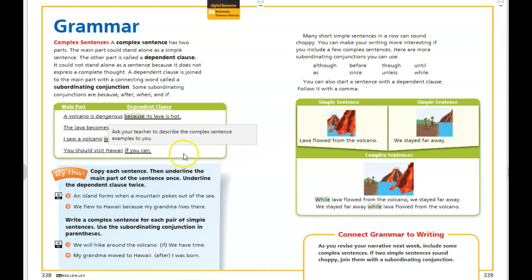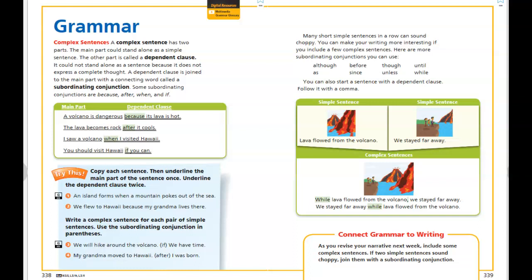Okay, and then the last example. You should visit Hawaii if you can. The first part, you should visit Hawaii, is the main part, and it would make sense on its own. But we can also add a dependent clause and turn it into a complex sentence using the conjunction if. You should visit Hawaii if you can. Let's do the bottom part together. It says copy each sentence, then underline the main part of the sentence once, and underline the dependent clause twice.